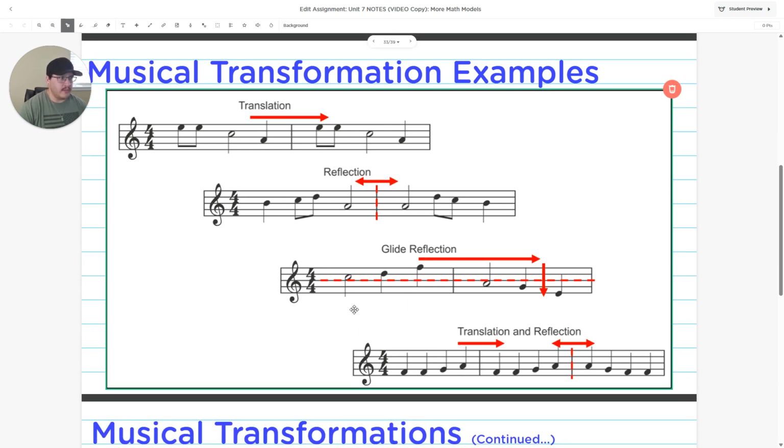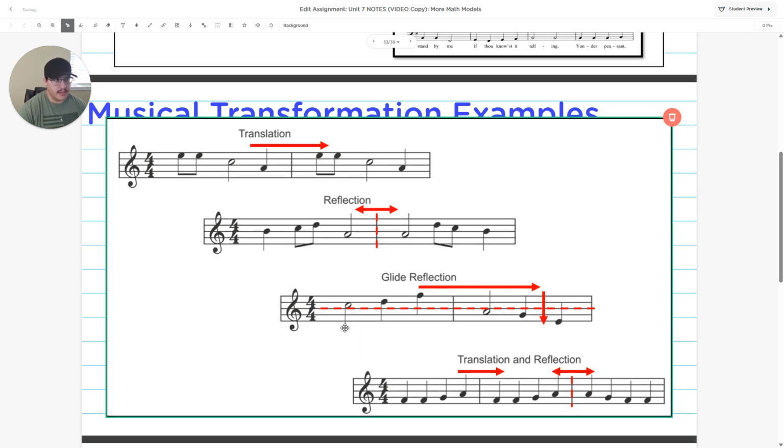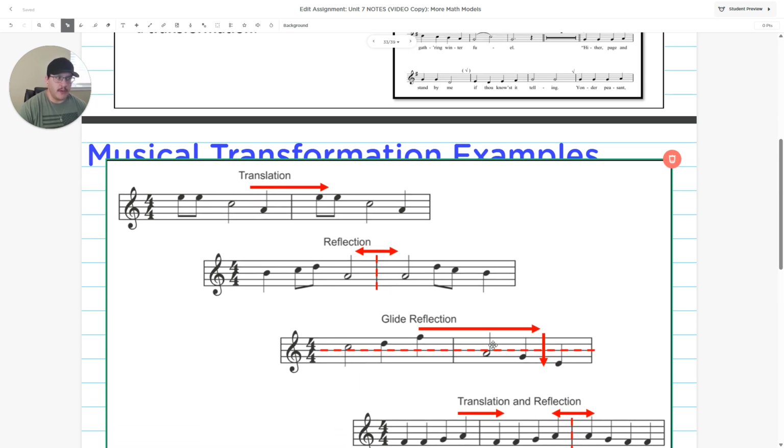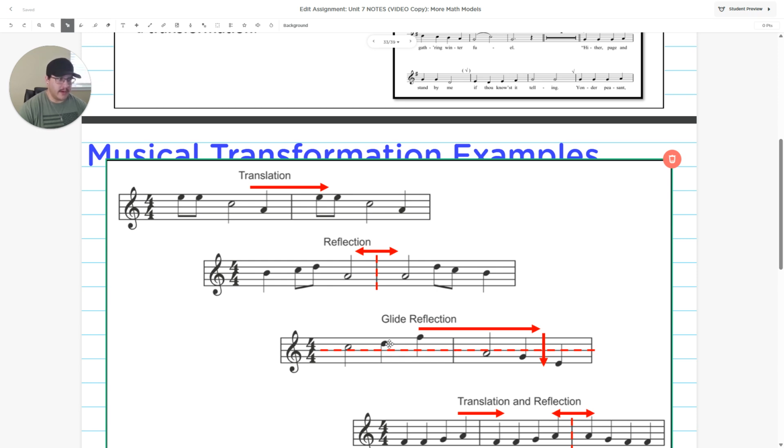A glide reflection, where we take one of the notes, move it across, and then flip it across the line. Notice how the line here is kind of flipped over. That doesn't really matter. What matters is the note is being glide reflected. Same thing with these other 2. They glide over and then reflect across that line downwards.